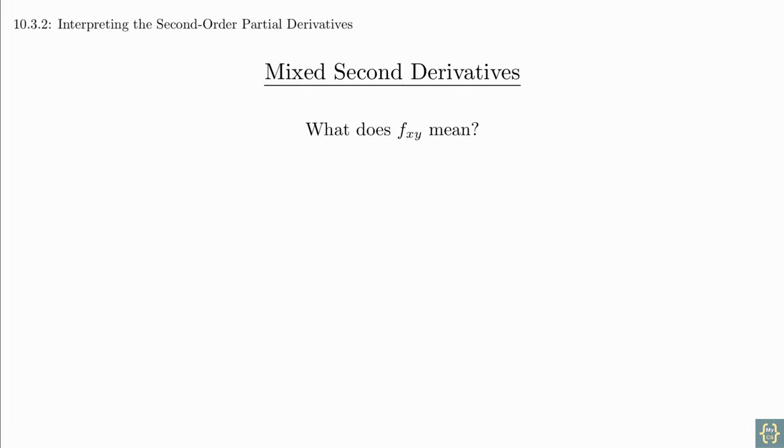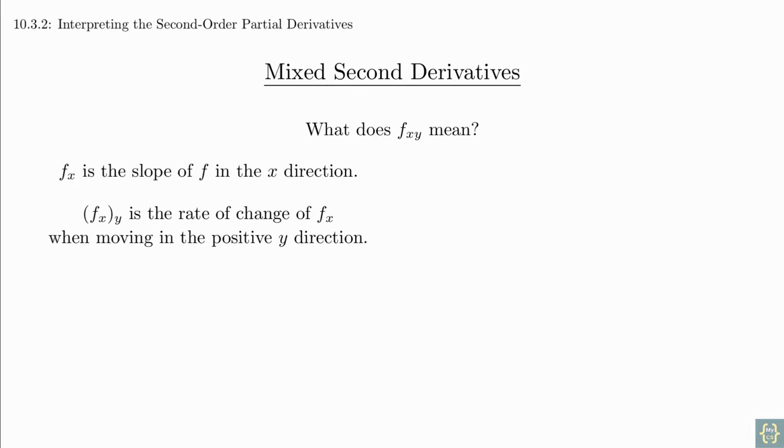Let's think about what f sub x sub y means. The inner derivative is the partial derivative with respect to x. In other words, it's the slope of f in the x direction. We are looking at the partial y derivative of this value, which is telling us how the slope is changing when we change the value of y. This can be difficult to visualize.